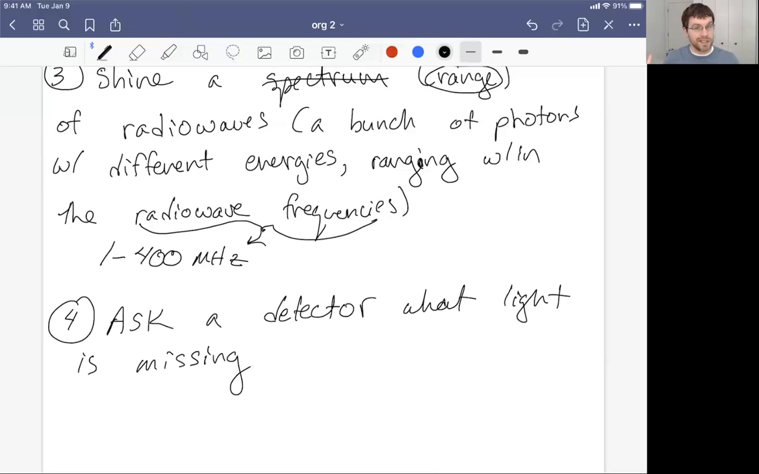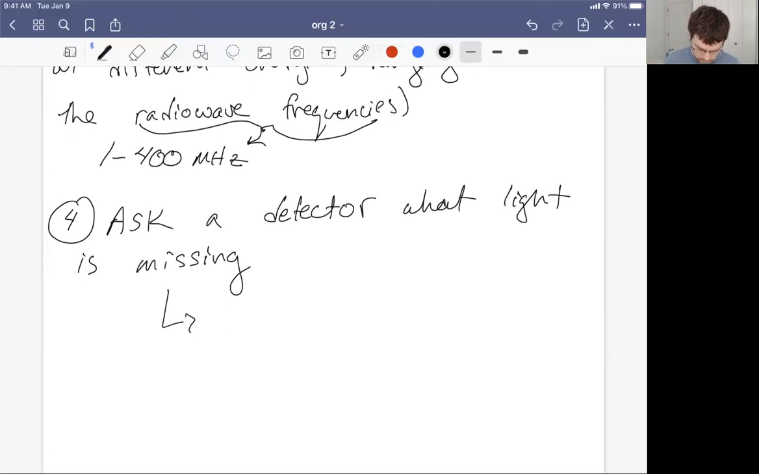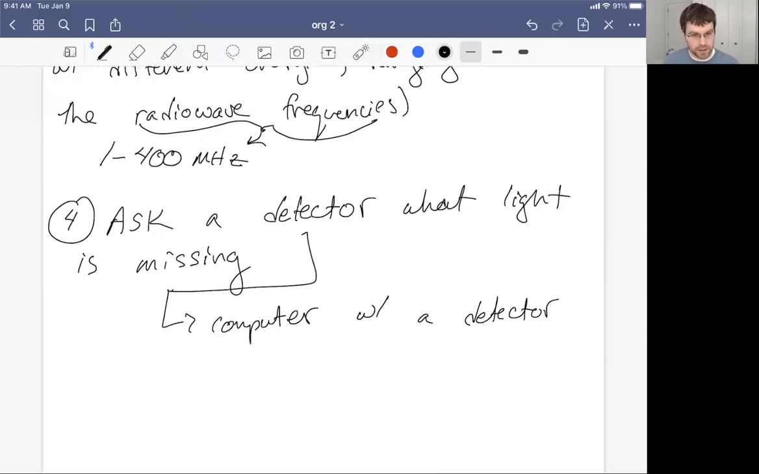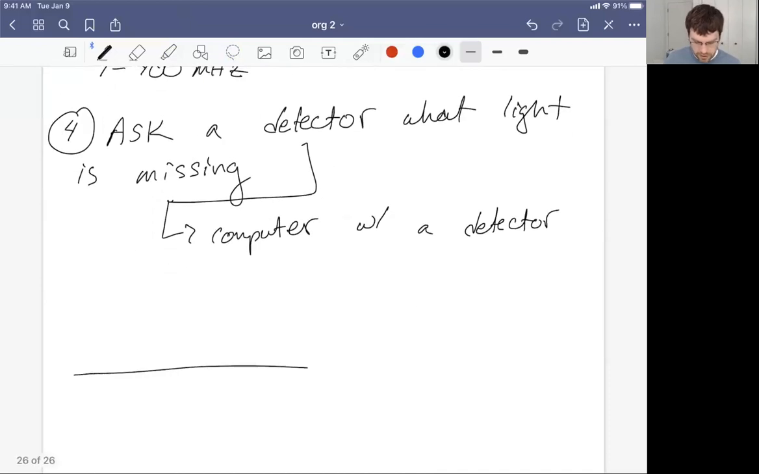The computer is then going to say, okay, we know this light went in, which is 1 to 400 megahertz, and we know that some light is missing because the detector gave us back the vast majority of the light, but there were some missing peaks or missing frequencies. Then the computer delivers. So this is really a computer with a detector. I guess we could do this before modern computing technology. We ask the detector what's missing, and the computer hooked up to it reports back.